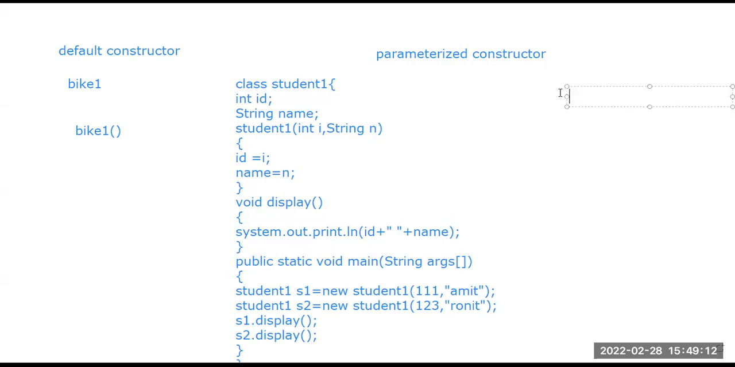What will be the output? Sir, in the first line, 111 Amit, and in the second line, 123 Ronit.